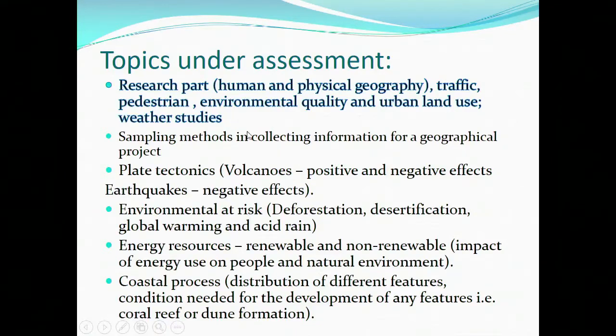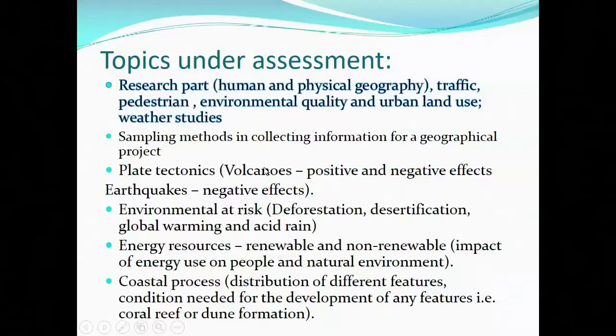On top of that, if you have to prepare for the research part, make sure that you know the sampling methods, the methods that can be used to collect information for a geographical project. Those methods, you have to know the advantage of why people use them, as well as the disadvantage of not selecting the others.